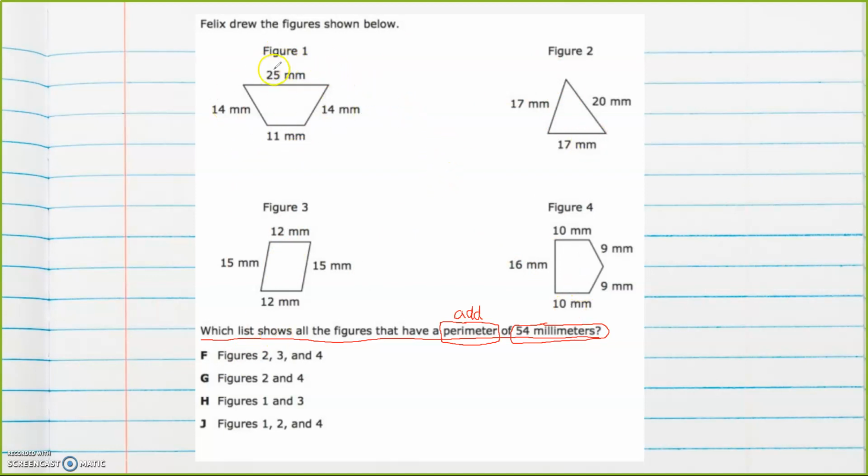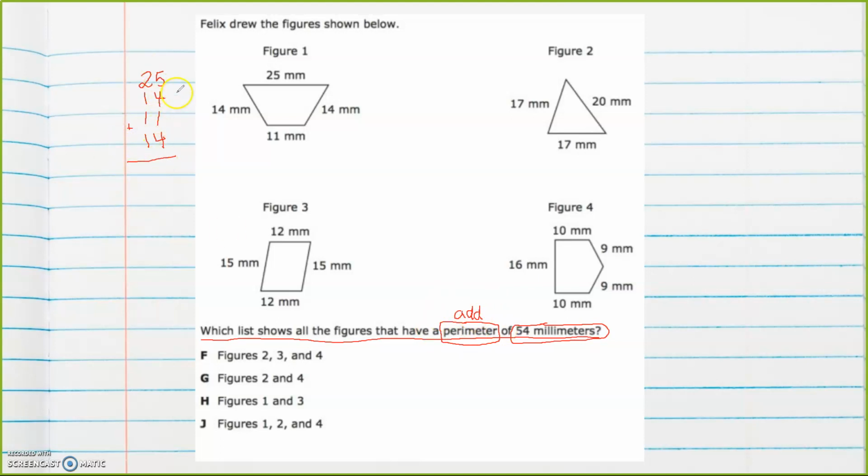So right here I have 25, 14, 11, and 14. So I'm going to go ahead and stack those numbers. If you do not have a pencil and paper, please go grab one now, pause the video, and that way you can walk through this with me. 25, 14, 11, and 14. Those are my four numbers. I know I'm adding because it says perimeter.